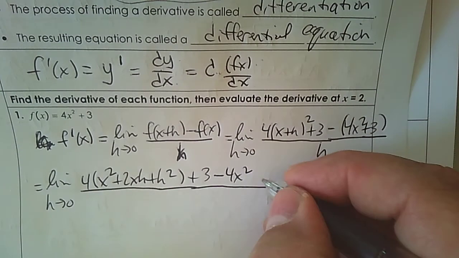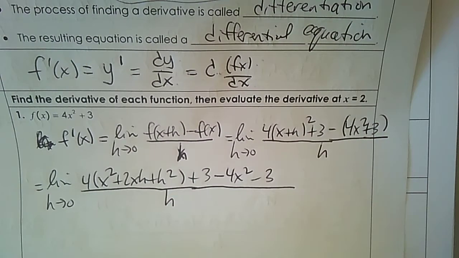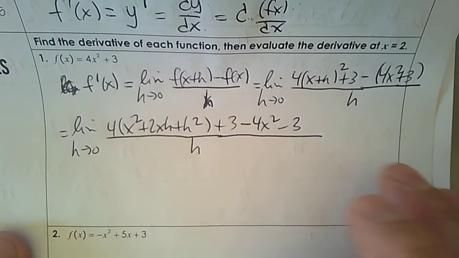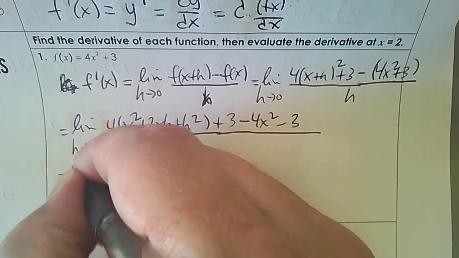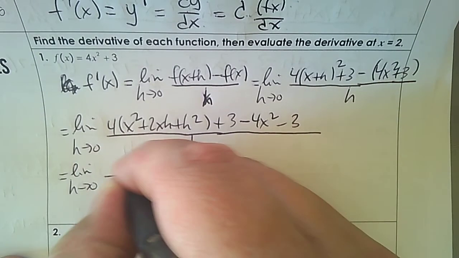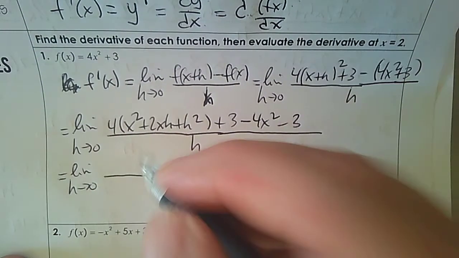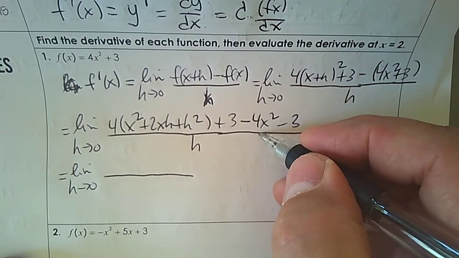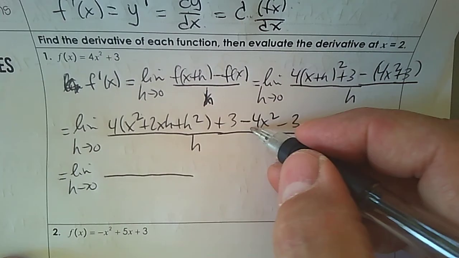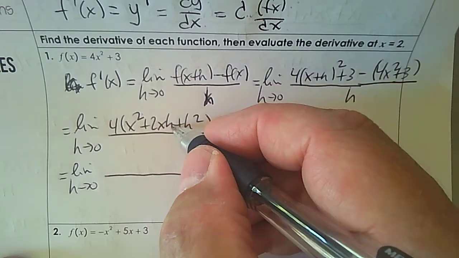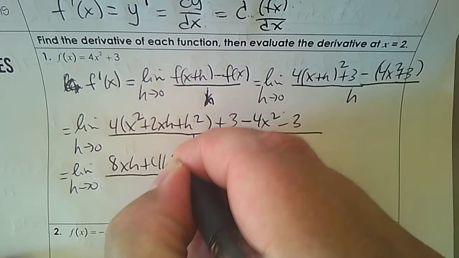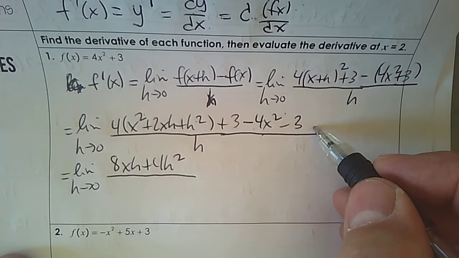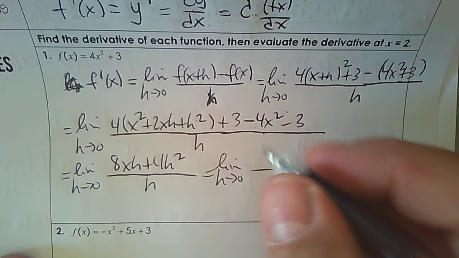And now we're going to combine like terms. Now if I did it correctly, then only what has an h will remain. So 4x squared subtract 4x squared, so the 4x squareds go. 4 times 2 is 8xh. 4 times h squared. Then we have 3, take away 3. And you're left with 8x plus 4h over 1. Plug in 0, and all you're left with is 8x.